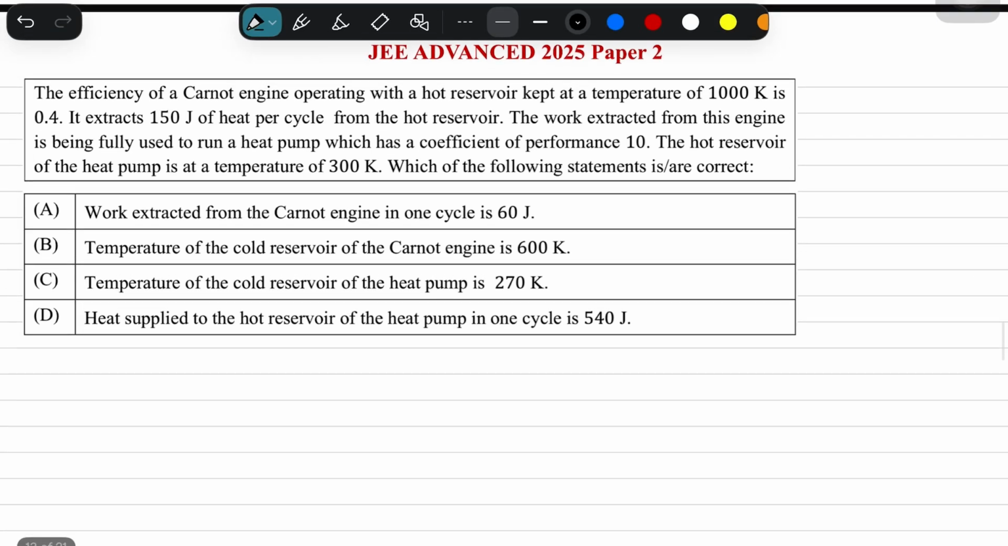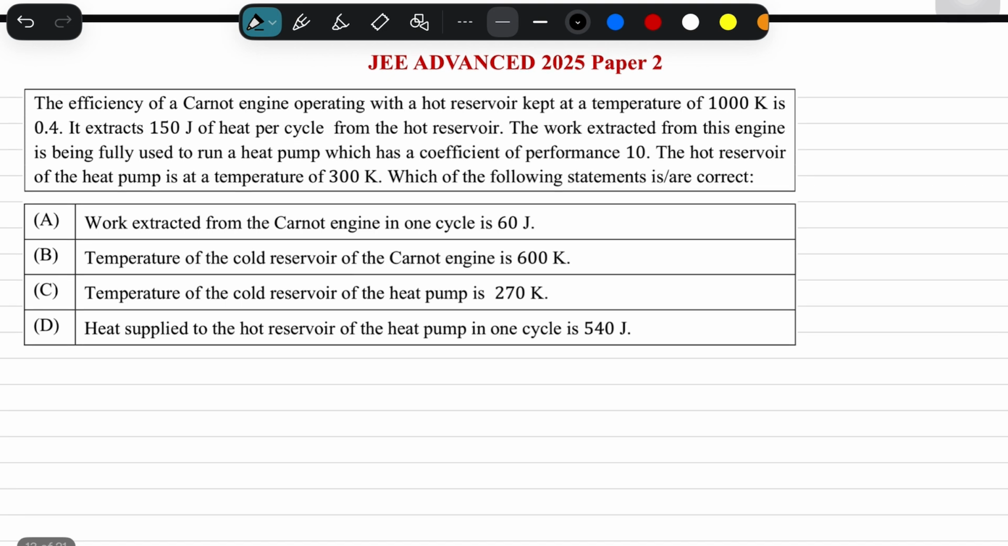We are going to discuss the question from JEE Advanced 2025, and the question is of the topic thermal physics, right? According to the given question, the efficiency of the Carnot engine is given as 0.4. So we're writing down the information: eta is 0.4, and it is operating with the hot reservoir kept at the temperature 1000 Kelvin. So hot reservoir temperature we are denoting as T1 is equal to 1000 Kelvin.